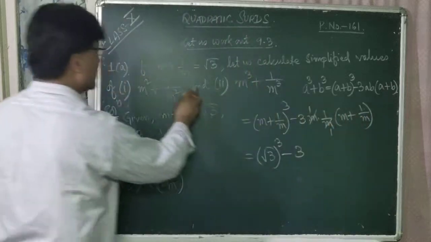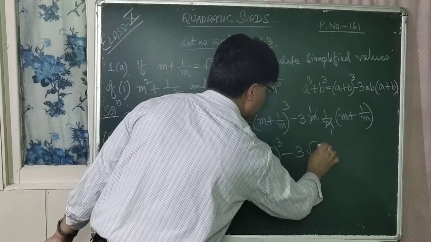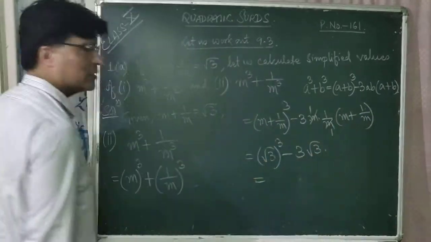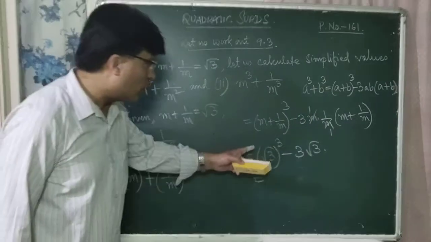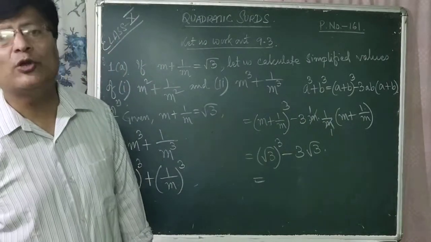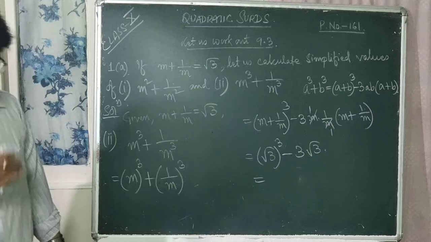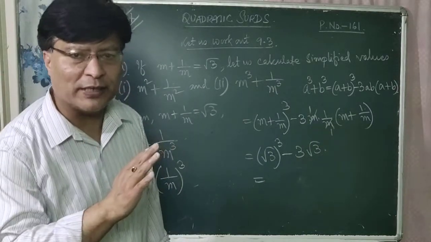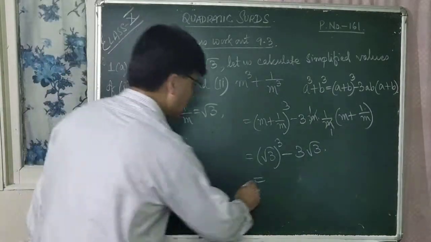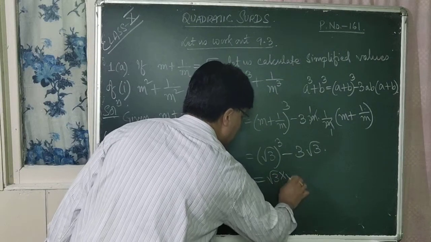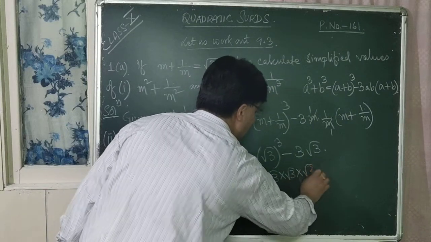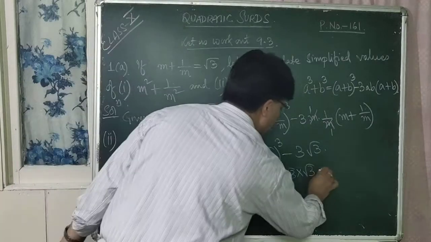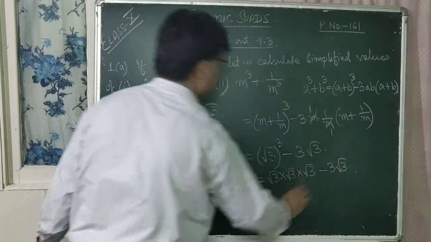And what is m plus 1 upon m? It is root over 3. Is that clear? Which is equal to, so how will you simplify root over 3 whole cube? Root over 3 whole cube means you have to multiply root over 3 thrice, right? That is root over 3 into root over 3 into root over 3, okay? Then minus 3 root 3.